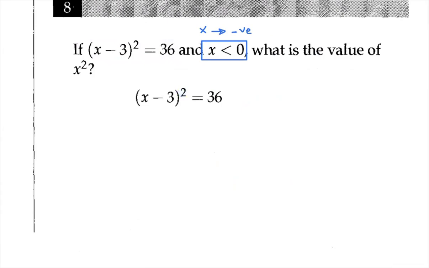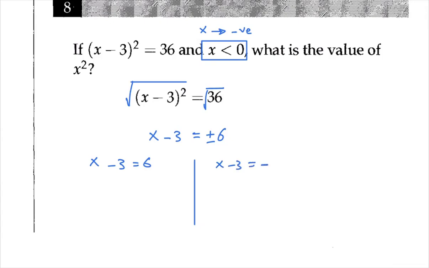The thing that cancels the square is the square root. So I'm going to take the square root of both sides. The square root here cancels the square. You will get x minus 3. What is the square root of 36? Hold for a second and think. Is it only 6? No, it's not only 6. It's plus or minus 6, because if we take a square root, we have to get the plus and the minus value. That means we will have two equations. The first one is x minus 3 equals 6, and the second one, x minus 3 equals -6.